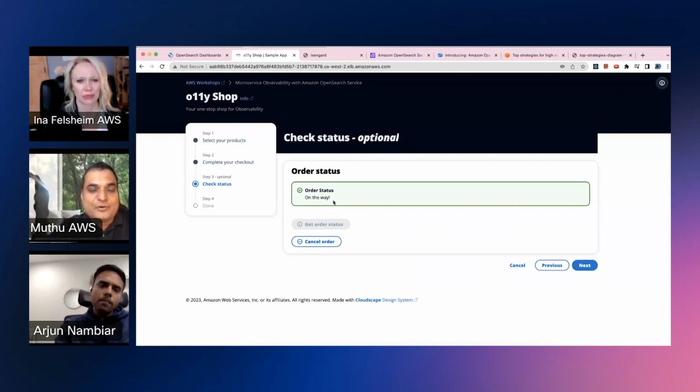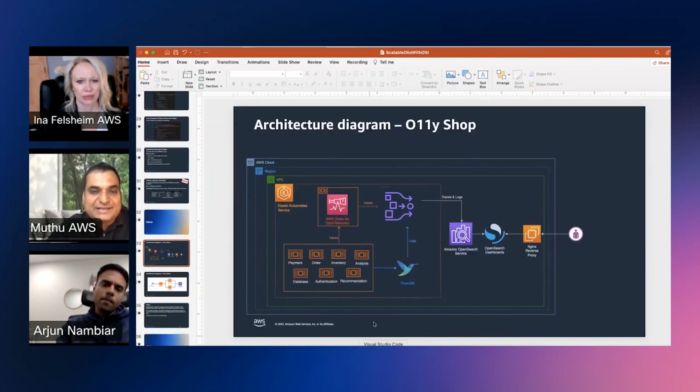So one of the aims for OSI and the Amazon OpenSearch observability is to reduce this mean time to knowledge and mean time to remediation actually. So this is the e-commerce application. Let me show you how it actually is laid out.